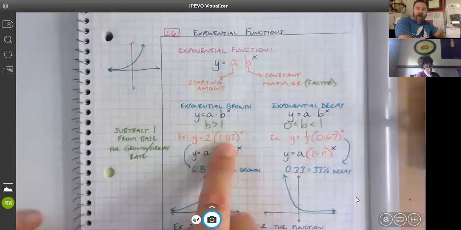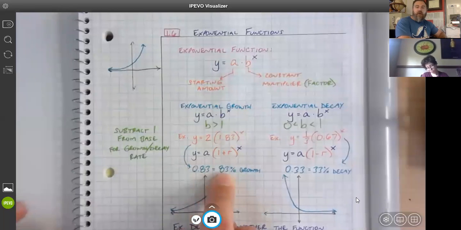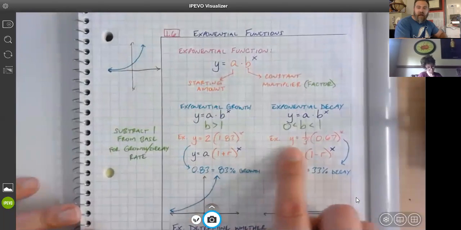So again, I would subtract 1. That tells me how much extra is being applied here, particularly for growth. Converting it to a percentage, I would move the decimal twice. In this case, I would get 83% growth. All right, well, let's look at that from a decay standpoint now.